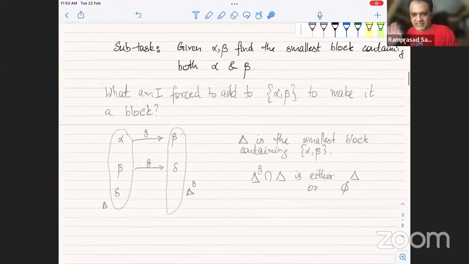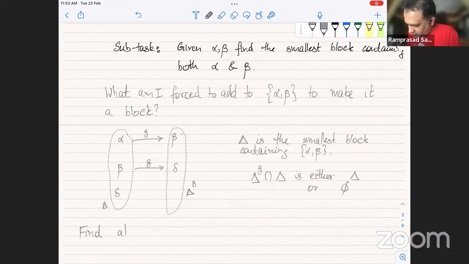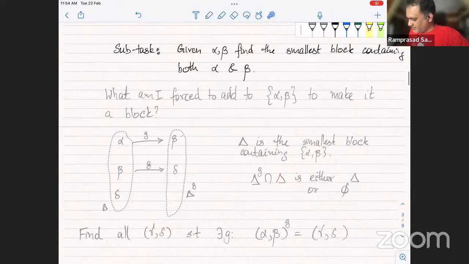Okay, so here is roughly what I'm going to do. I'll find all pairs gamma comma delta such that there exists some group element G such that alpha beta when applied to G equals gamma comma delta. And by this I basically mean alpha par G equals gamma and beta par G equals delta. Right now I just gave an arbitrary element G and I just said, okay, suppose we ended up in a situation of this sort, then I know what to do.